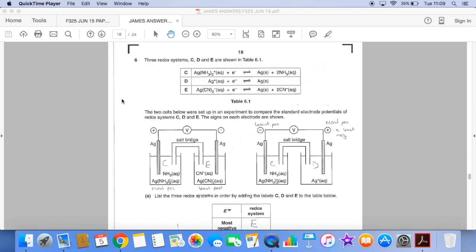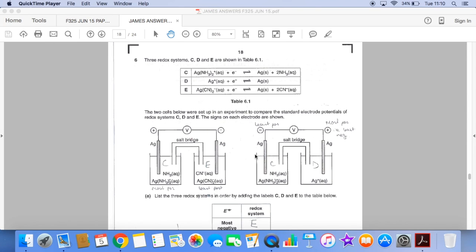So first part of the question, we've got to look at the diagrams. So we've got the silver with the ammonia solution in. So that's obviously half cell C, and this one here is half cell E. The fact that this is the positive electrode is telling us that C is more positive than E.